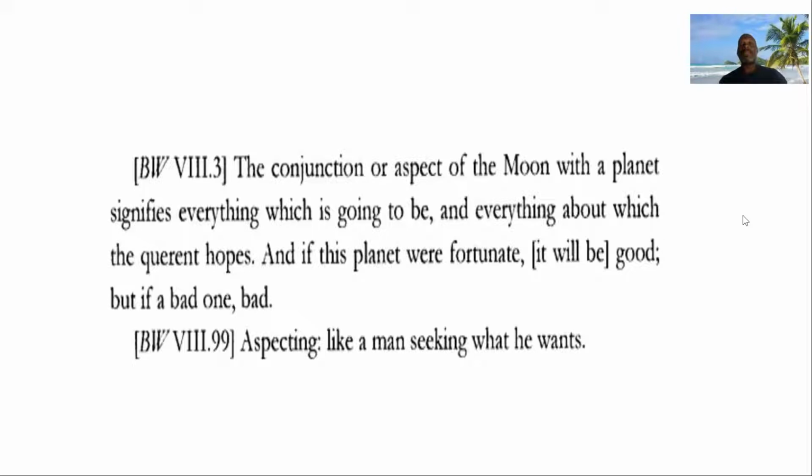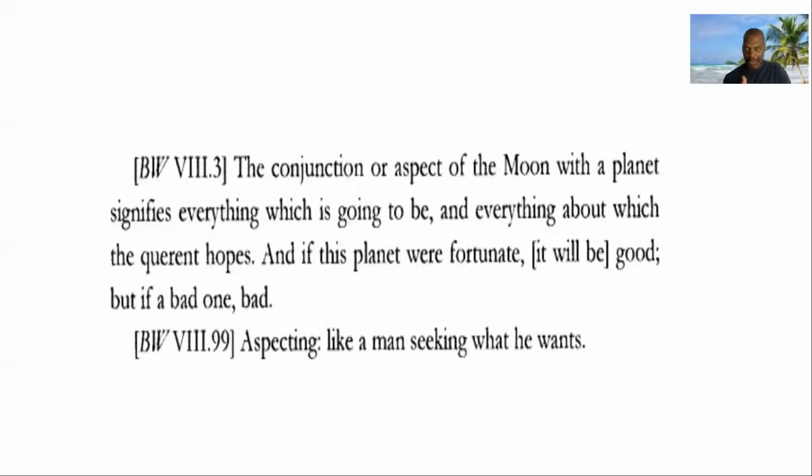So this is something from either Alcabisi or Abu Mashar, one of these, from the Benjamin Dykes translation of Introductions to Traditional Astrology. The conjunction or aspect of the moon. Remember, that word conjunction means any aspect. So it means not just the bodily conjunction, but any applying aspect. The conjunction or aspect of the moon with the planet, notice they say aspect also. So conjunction, aspect means applying.